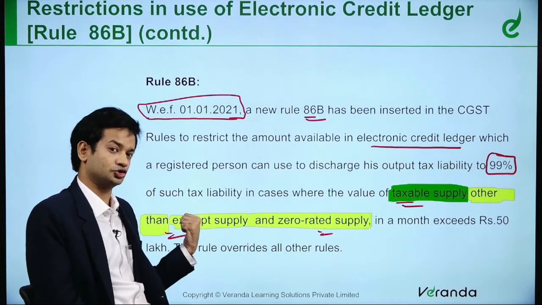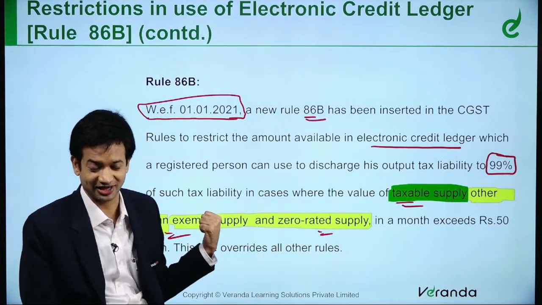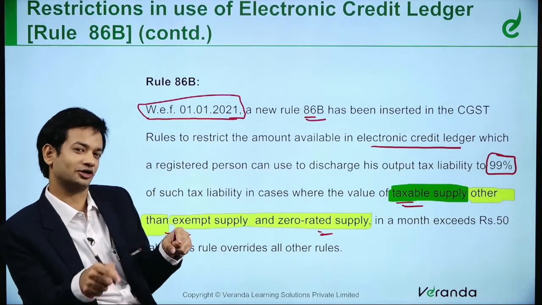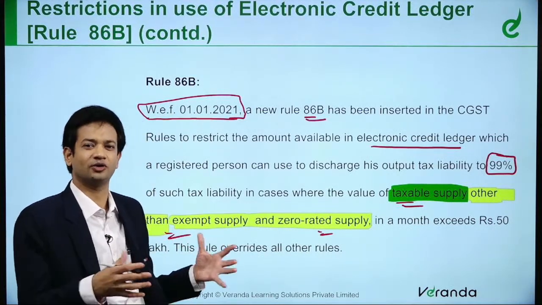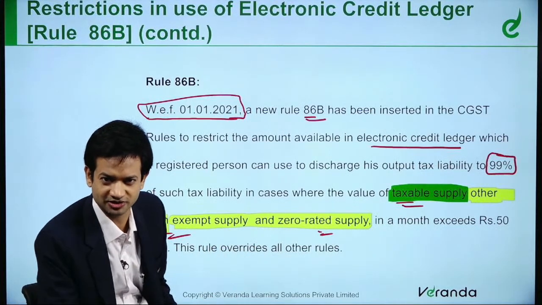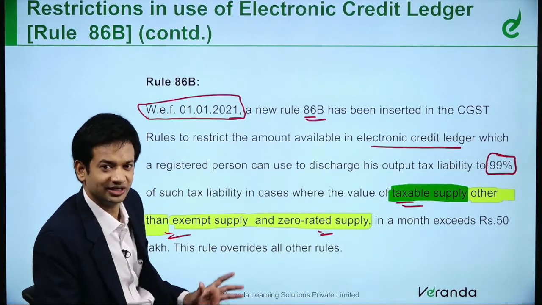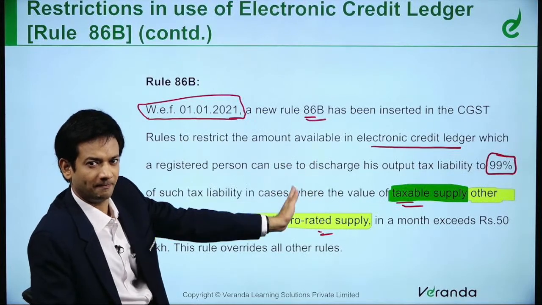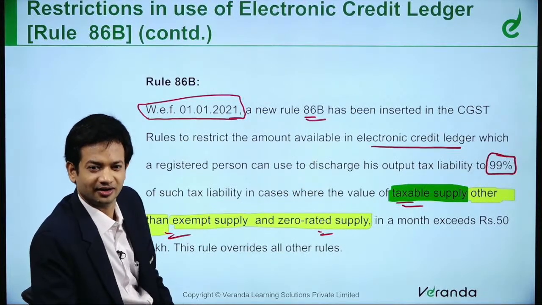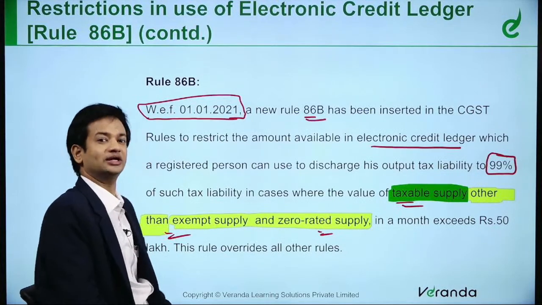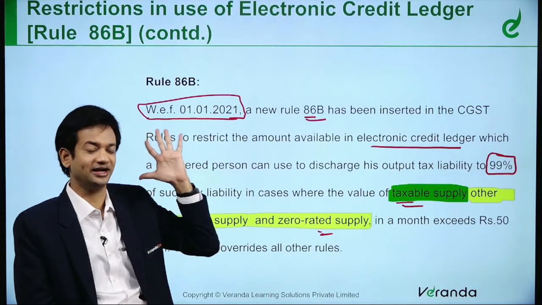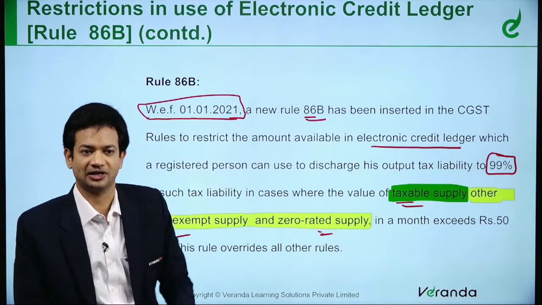Exempt supply includes non-GST supply also. Please recollect section 2 subsection 47 definition. Exempt supply includes non-taxable supplies, right? Non-taxable: petrol, liquor, all those petroleum products plus alcoholic liquor for human consumption, right? So every month, take taxable supply, reduce exempt, reduce zero rated and arrive at the value. If that exceeds 50 lakhs, then yes, rule 86B becomes applicable.